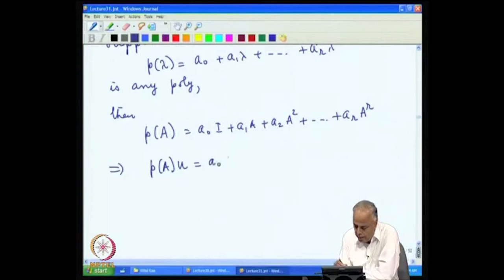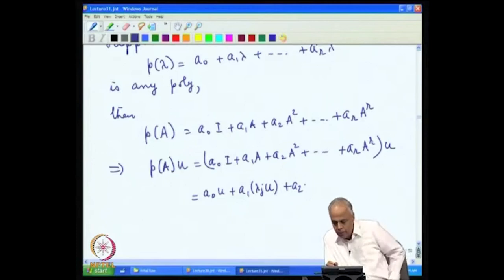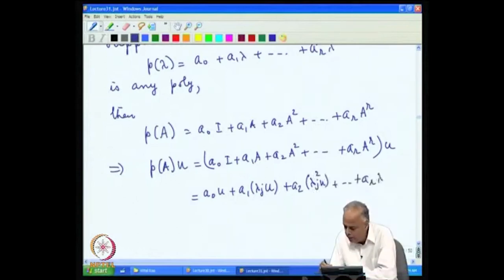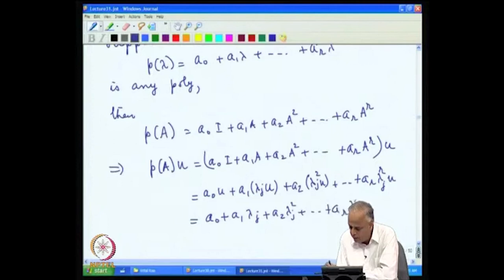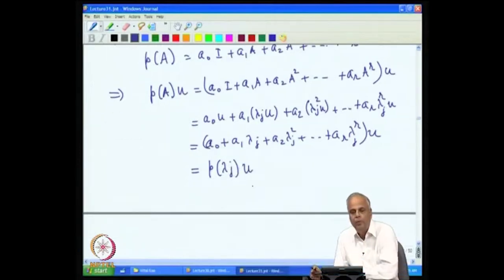P(A) u is a naught I plus a 1 A plus a 2 A squared and so on plus a r A power r into u. Now, we multiply: a naught I times u is a naught u, plus a 1 A times u is a 1 lambda j u, because u is an eigenvalue, a 2 A squared u is a 2 lambda j squared u, we have just now seen that, and so on, a r lambda j power r u. We see that this can be written as a naught plus a 1 lambda j plus a 2 lambda j squared plus a r lambda j power r into u, and what is in the bracket is nothing but the polynomial p evaluated at the point lambda j. So, p(A) u is p(lambda j) u.